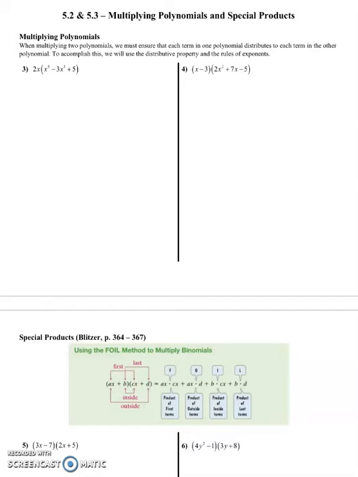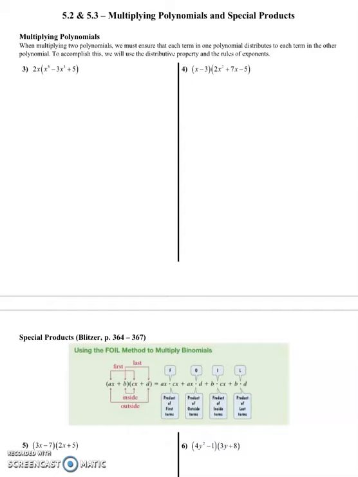Okay, this is section 5.2 and 3, and this might take a couple videos, but the homework is all rolled into one for this one. So, when multiplying two polynomials, we have to ensure that each term in one polynomial distributes to each term in the other polynomial. So to do that, we use the distributive property and the rules of exponents.